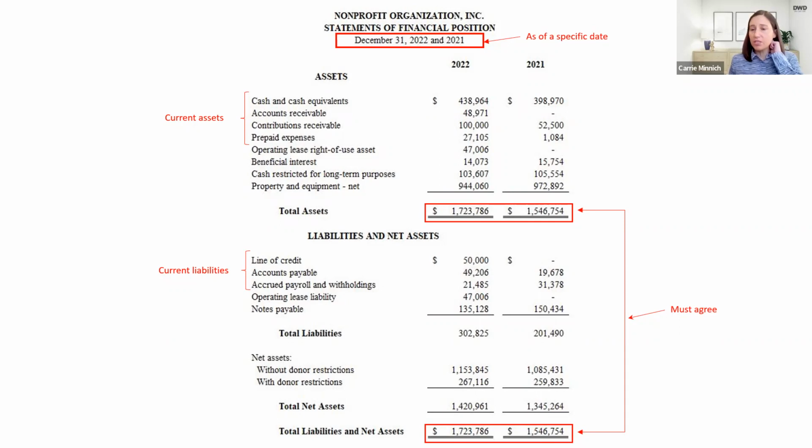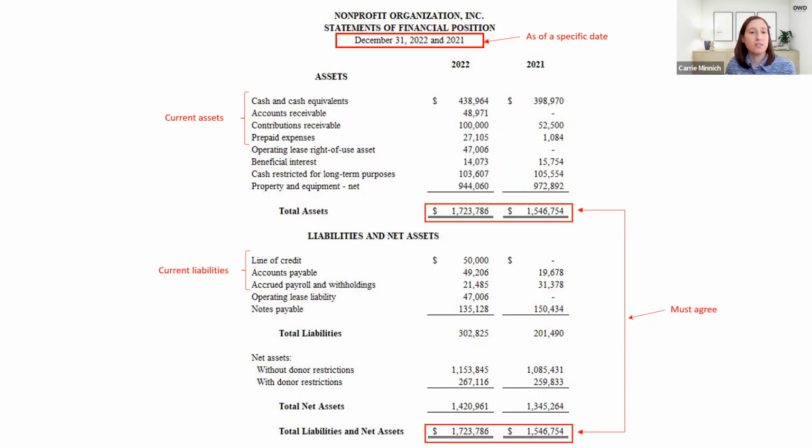Looking at receivables, do we have a lot of old receivables? So if your accounts receivable shoots up, so for example, in this 2022, we have $48,971 of accounts receivable. Well, last year we didn't have any. So what's going on there? Maybe there's a customer that's way behind in paying this year, or maybe we changed the way we do our billings, or maybe we have a new customer this year. So those are things to ask. Are we behind in collecting those receivables?